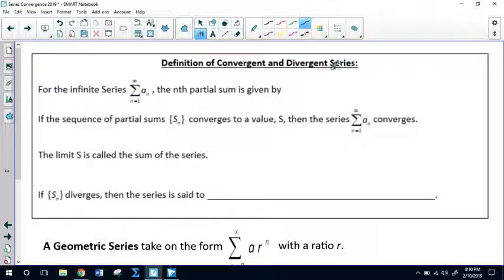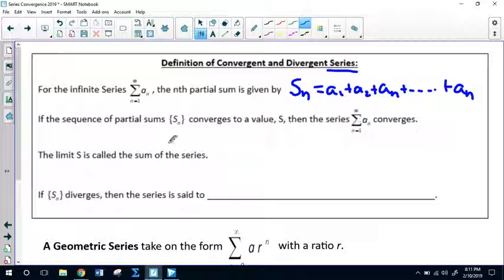Again, let me repeat this. A series is really just a sum of a sequence, so adding up a bunch of terms together. If the infinite series represented in this form is going to have a sum, the nth partial sum would be given by that formula that we just had. So S sub n is the first term, second term, third term, all the way to the nth term. And this would be, again, the nth partial sum.